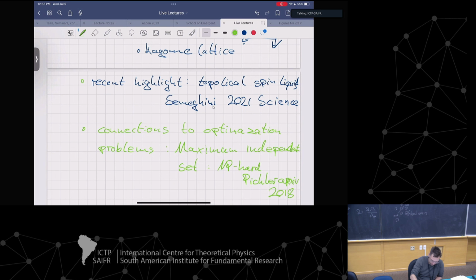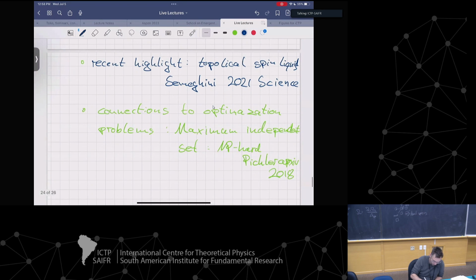And what is the independent set? Basically, given a graph, so I have some vertices and edges, and these are connected, I want to find how I can color these vertices without these colored vertices sharing a connection. And now I can ask, what is the largest possible number of vertices I can color? And you can already see there seems to be some connection maybe to Rydberg.